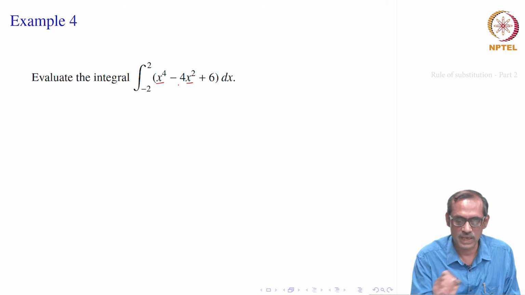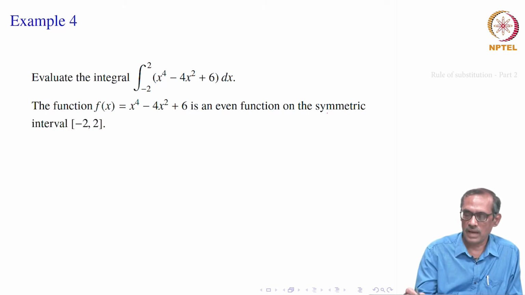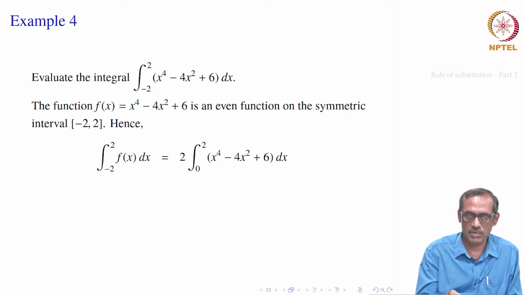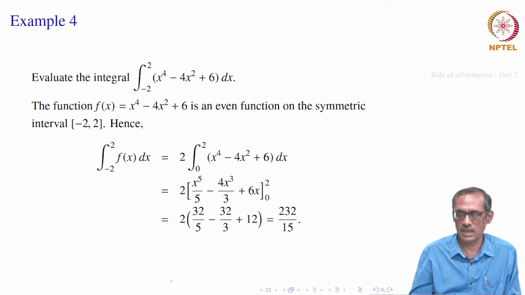So, this is really an even function, right. Since this is an even function and it is a symmetric interval, minus 2 to 2, we can straightforwardly write the integral from minus 2 to 2 of f(x) dx equal to 2 times the integral from 0 to 2 of f(x) dx, which is x fourth minus 4x square plus 6, which can be integrated now.